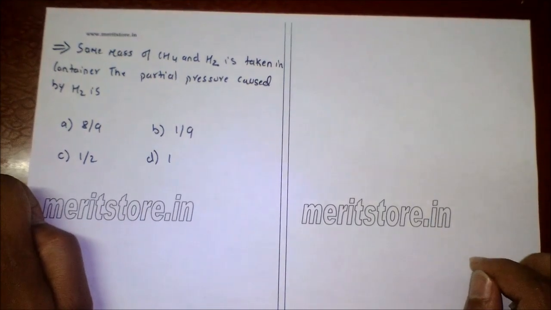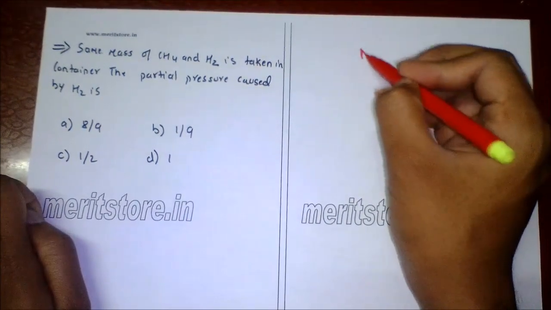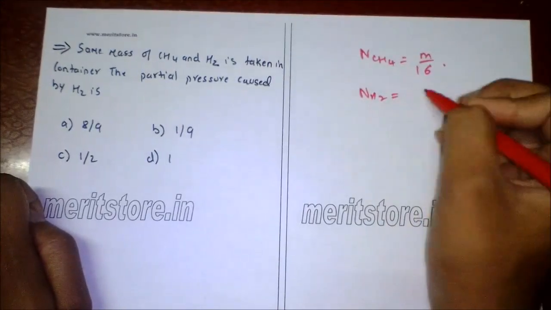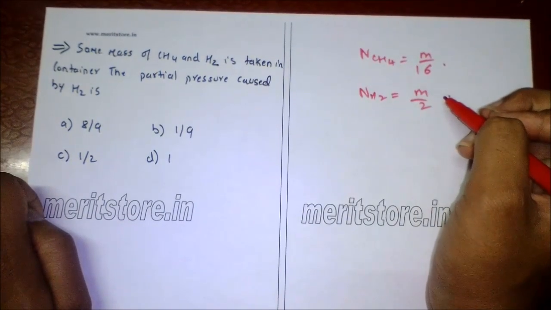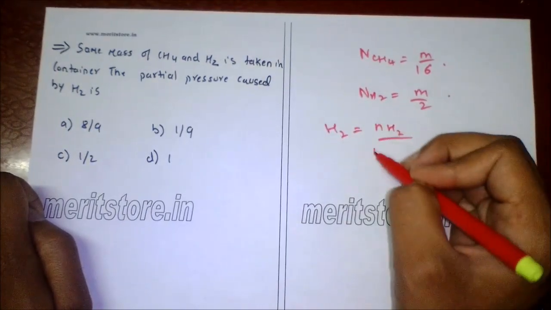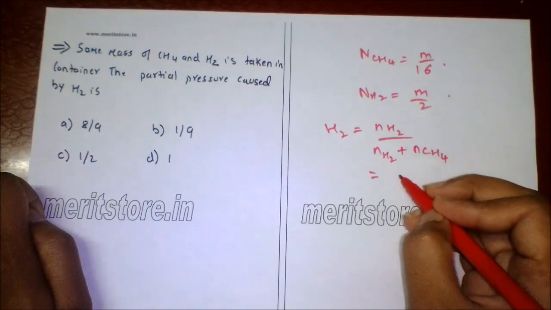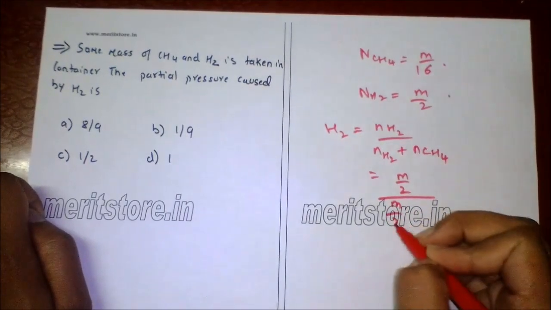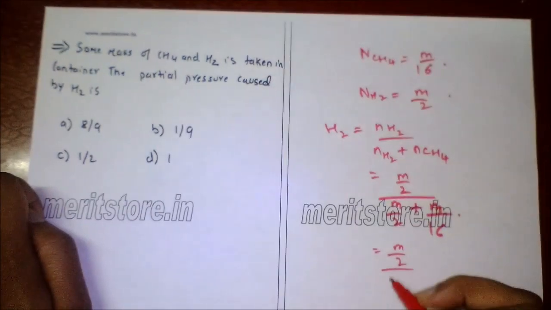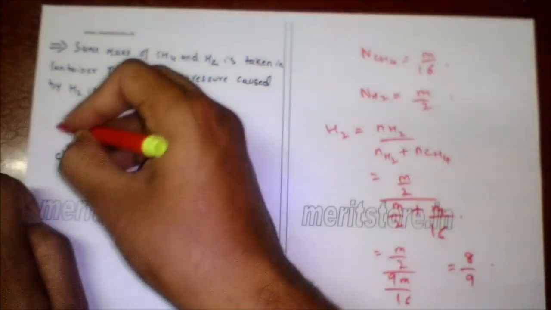Some mass of methane and hydrogen is taken in a container. The partial pressure caused by hydrogen is. So number of moles of methane is M upon 16 and for hydrogen is M upon 2. Fraction of partial pressure of hydrogen is NH2 upon NH2 plus N number of moles of methane. Substituting the values, M by 2 divided by M by 2 plus M by 16. On solving this, we get M by 2 divided by 9 M by 16. So ultimately, we get 8:9. So option A is the correct answer.